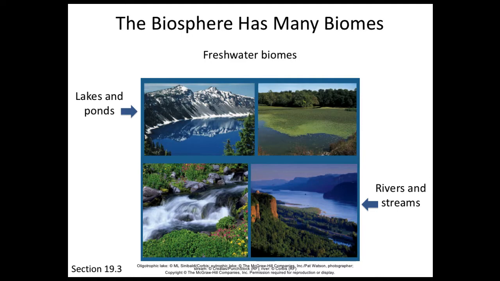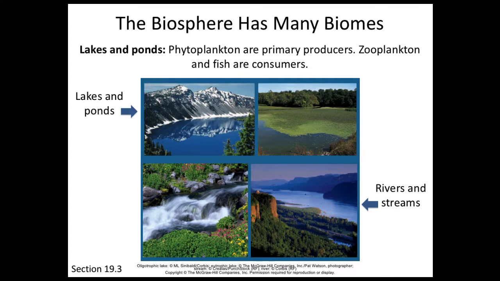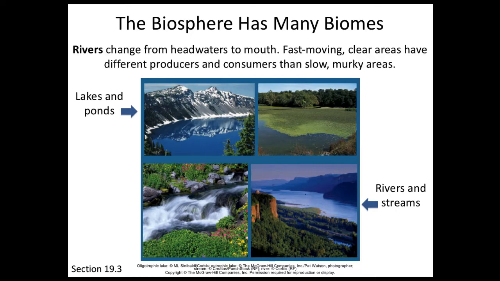Freshwater biomes are where we get all of our fresh drinking water. Freshwater biomes include lakes and ponds, and rivers and streams. Lakes and ponds have phytoplankton at the base of the food chain. Zooplankton and fish are the consumers in this very important freshwater ecosystem.